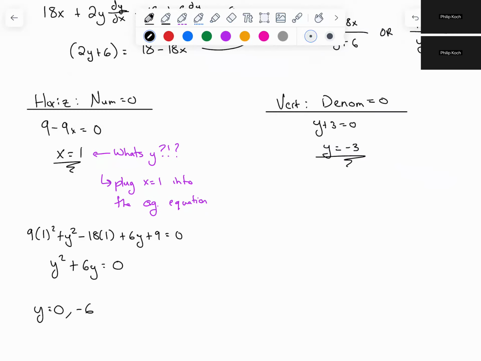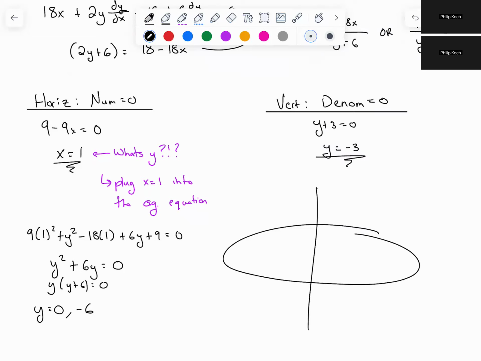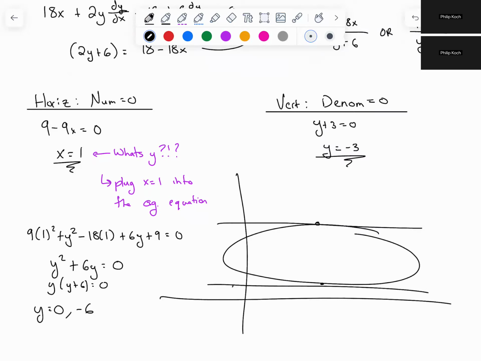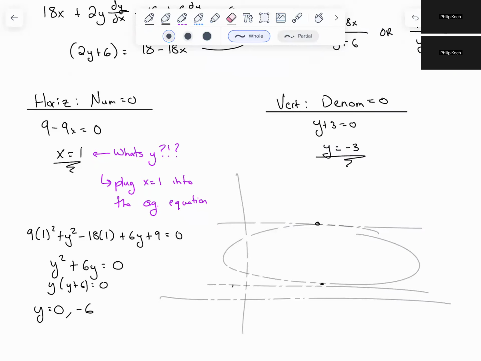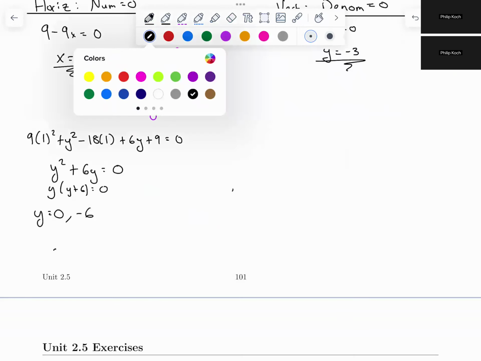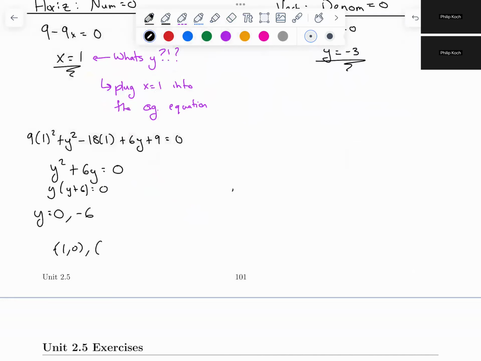You can write out the extra step of factoring out the Y if you want to, but if you're feeling comfortable skipping some algebra, please feel free to. That's 2 points, which makes sense if you think about an ellipse. The 2 places where it has a horizontal tangent line are going to have the same X value but different Y values. So it makes sense that I should get 2 different points with the exact same X value. So that's the points 1 comma 0 and 1 comma negative 6, because it's always X comma Y.